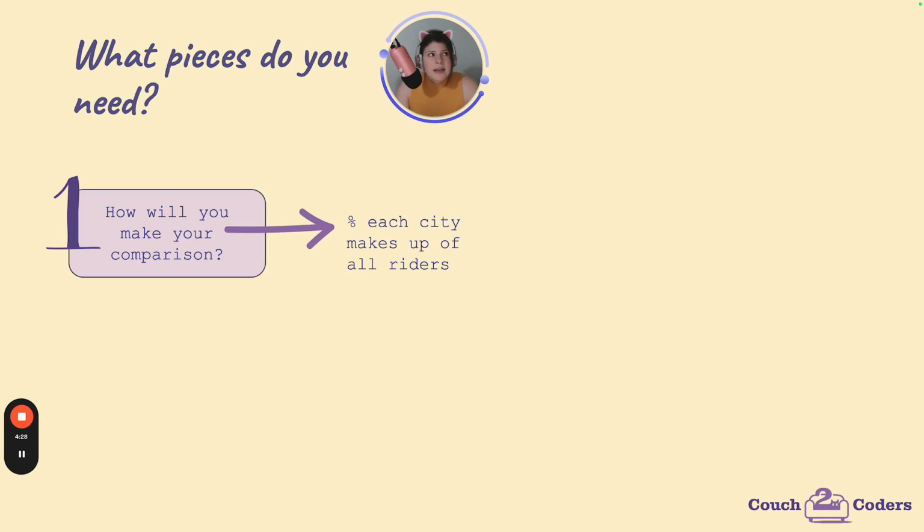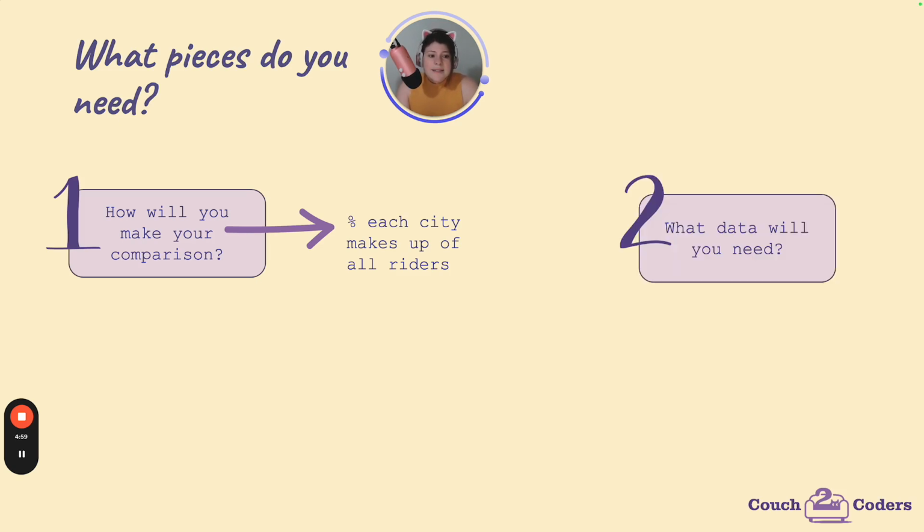So basically, if you want me to compare, hey, Candace, tell me a little bit about San Francisco and the New York City bike trips. The first thing I'd probably go to is say, well, I want to know, out of all the riders between New York City and San Francisco, how big is each pie? Is it a 50-50 split? Is it mostly New York and a little bit of San Francisco? What does that look like? So that's what I mean when I say the percentage each city makes up of all of the riders.